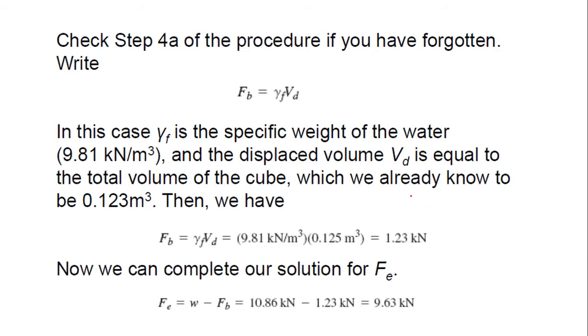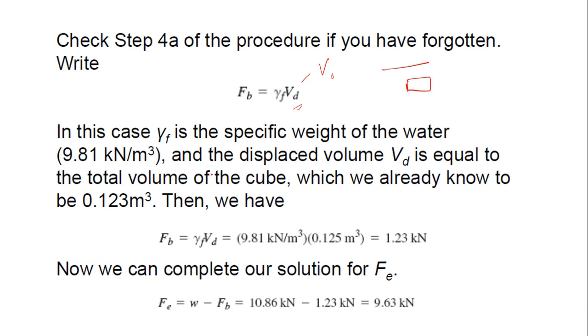Okay, so how do you find your FB? Same as how you find your weight. Rho g V also, but they already gave you the specific weight of the fluid, and you just multiply by the volume to get the buoyant force. In this case the specific weight of the water is 9.81, and the displaced volume is equal to the volume of the object because the object is fully submerged in the fluid, totally under the fluid.